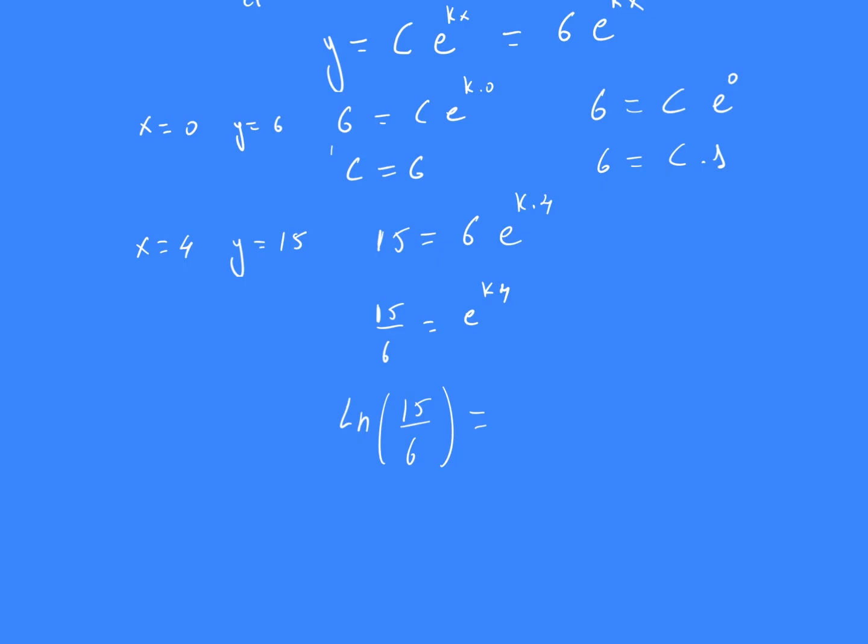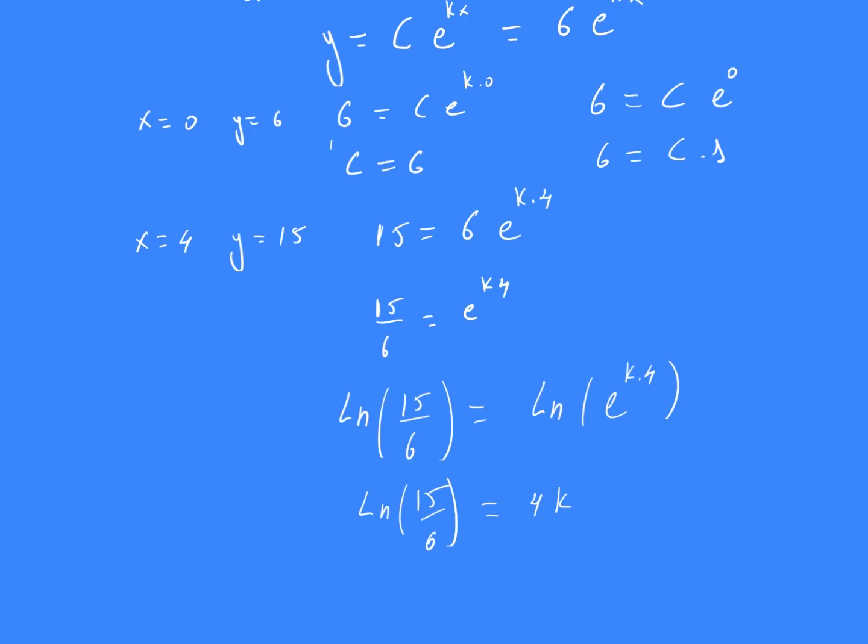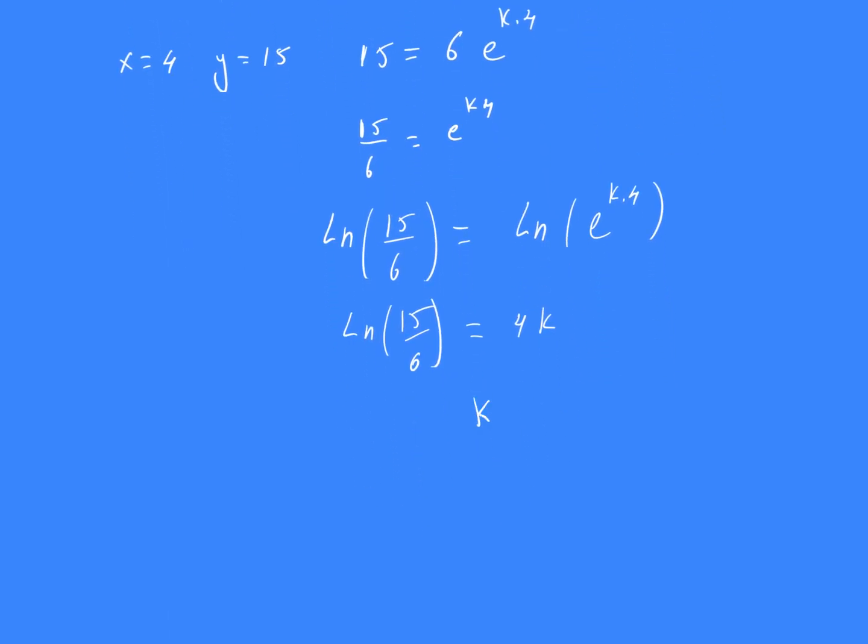equal to the natural log of e to the 4k. The natural log of e to the 4k is 4k. So 4k is the natural log of 15 divided by 6. So this allows me to find the k. So the k is 1/4 natural log of 15 divided by 6.